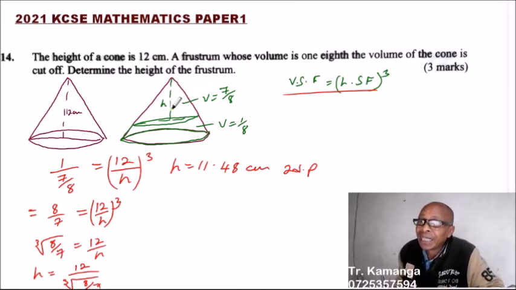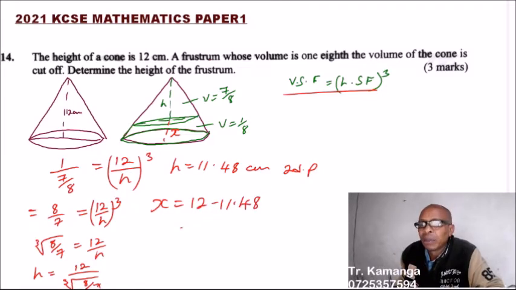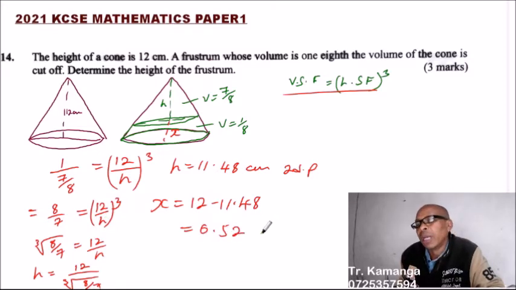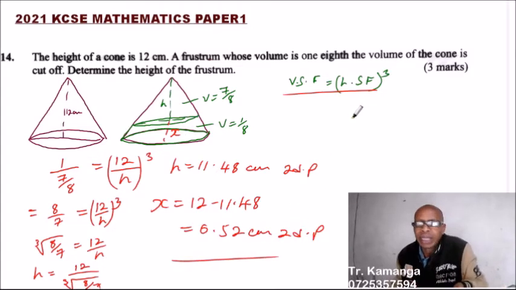Now we have the height, which is here. Therefore, we can say that is our height. The height of the frustum is x. x is equal to the full height minus 11.48, which gives you 0.52 centimeters to 2 decimal places. So that's how you work that out, and you should be able to get 3 marks.